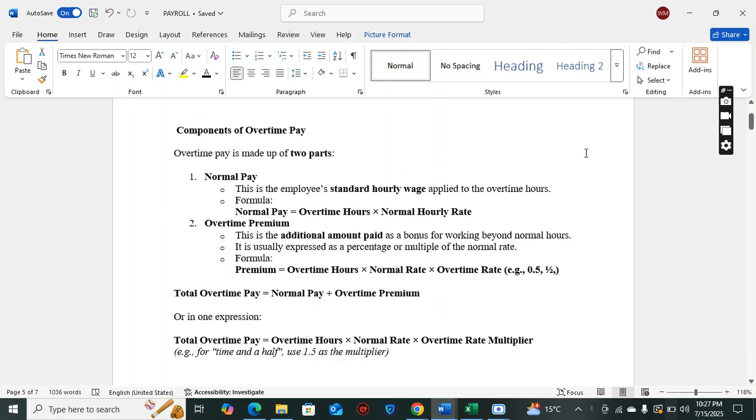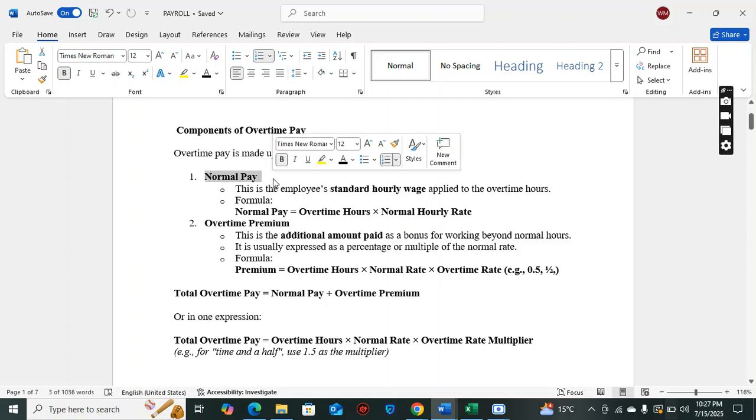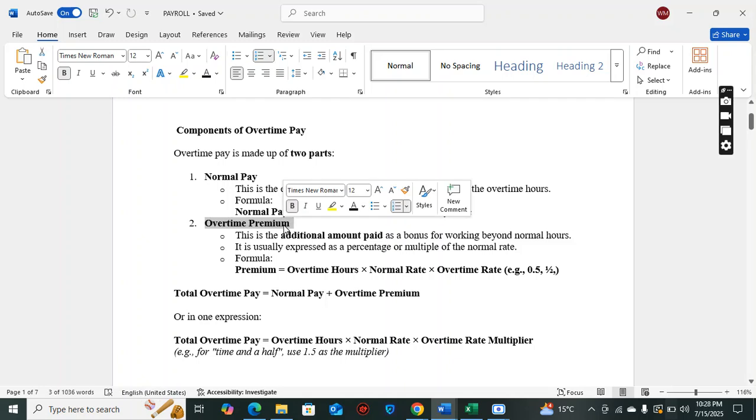Okay, so there are two ways you can calculate it, right? You can break down the overtime into two parts. The normal pay: here, what you're doing is multiplying your overtime hours times the normal hourly rate. And then the second part is the overtime premium, which is more like the additional amount paid.